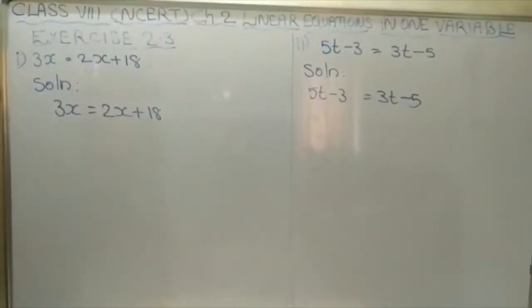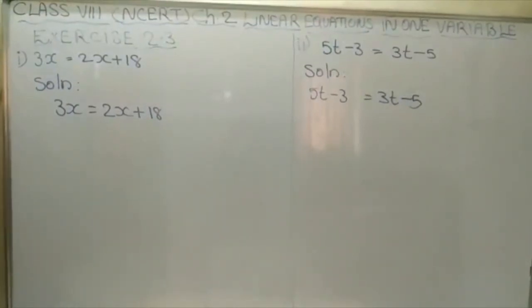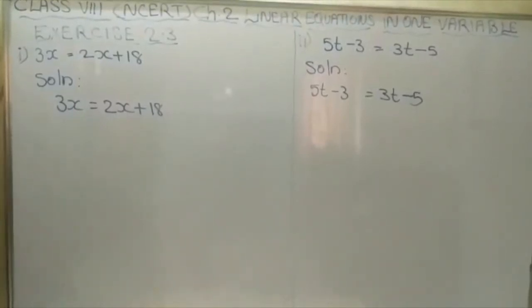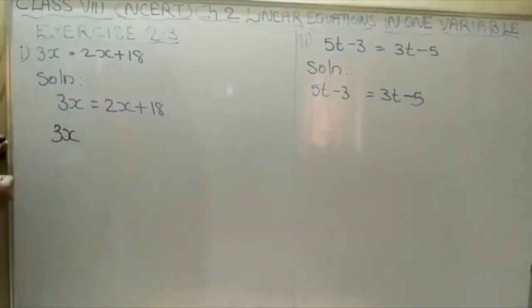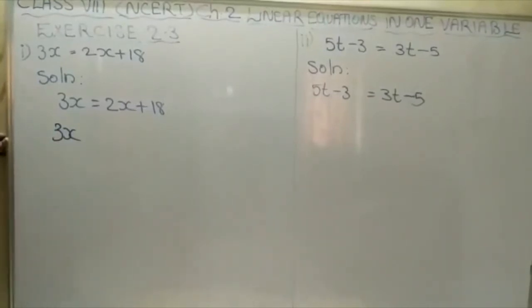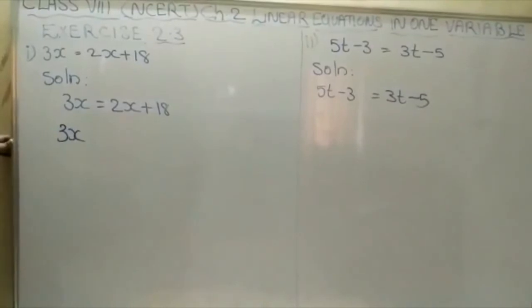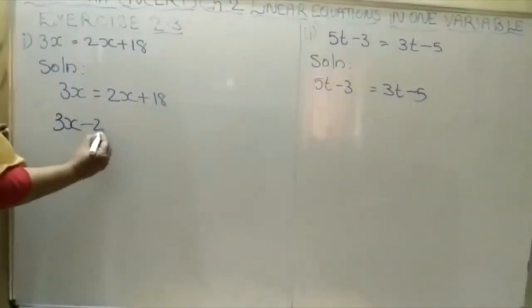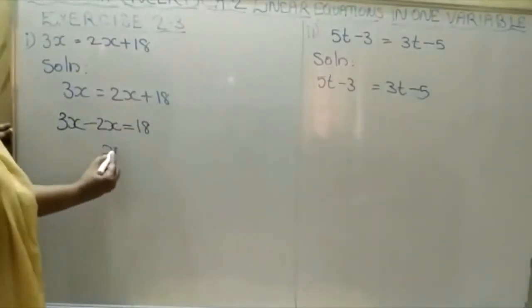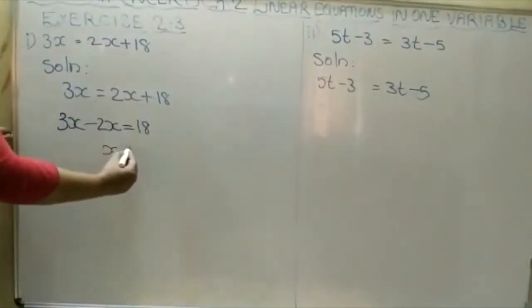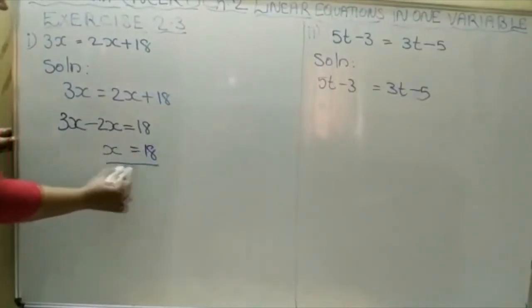The first step is to take the variable only on one side. To make the calculation easy, make the variable on the LHS. That is 3x. 2x is on the RHS, and the sign of 2x is positive, so while shifting to the LHS, it will become negative. So 3x minus 2x equal to 18. 3x minus 2x is x. That is, x equal to 18 is the solution.